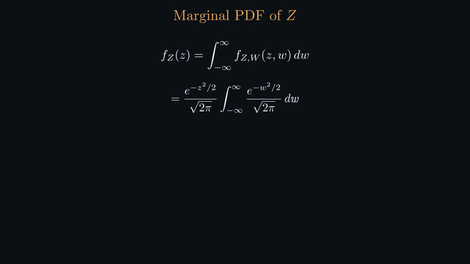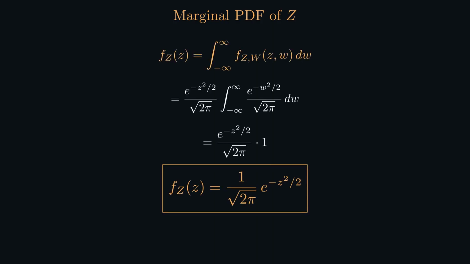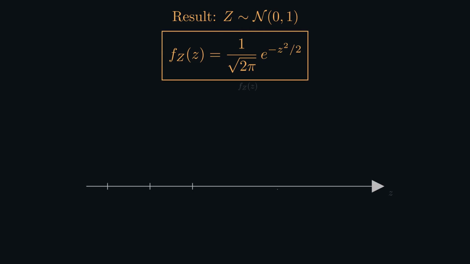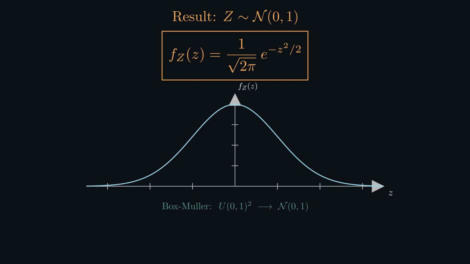To find the marginal density of z, integrate the joint density over all w. The standard normal density in w integrates to 1 over the entire real line. So the marginal is 1 over root 2 pi times e to the minus z² over 2. Z follows a standard normal distribution. This is the Box-Muller transform. Starting from two independent uniform 0 to 1 variables, the transformation produces a standard normal random variable.